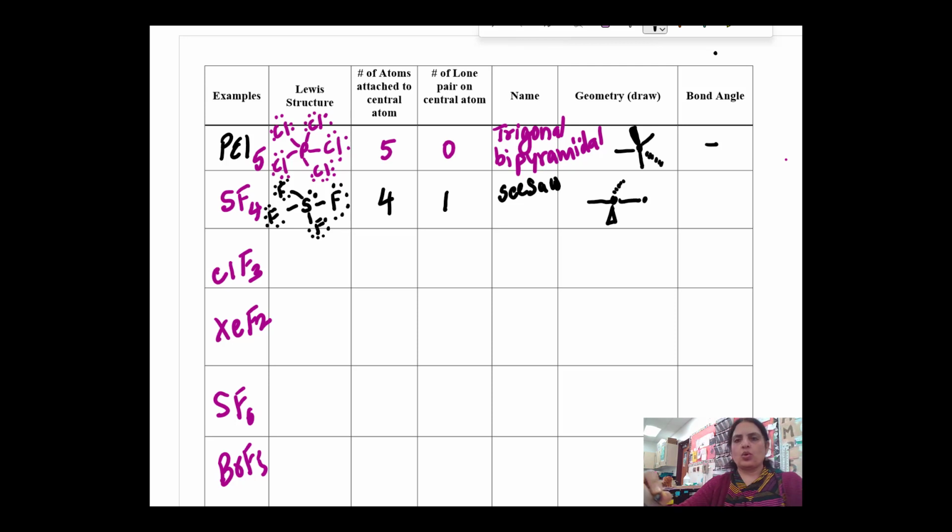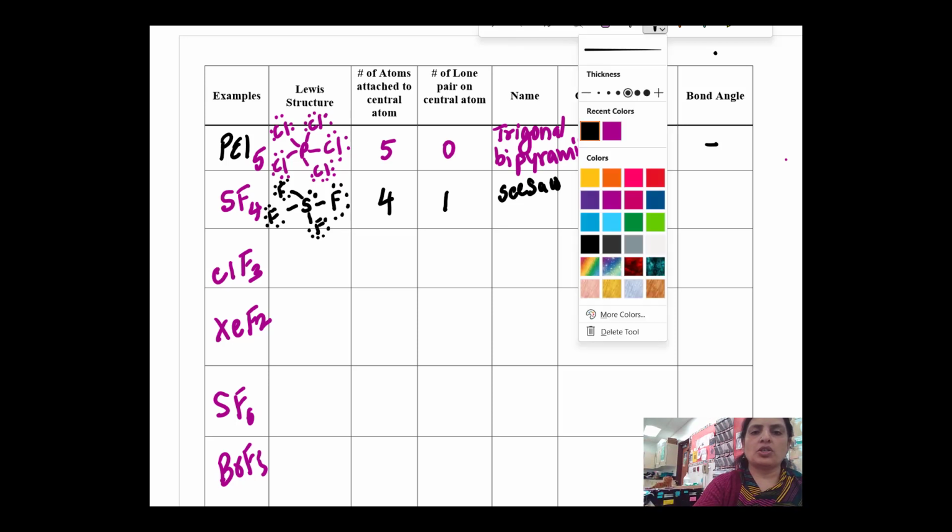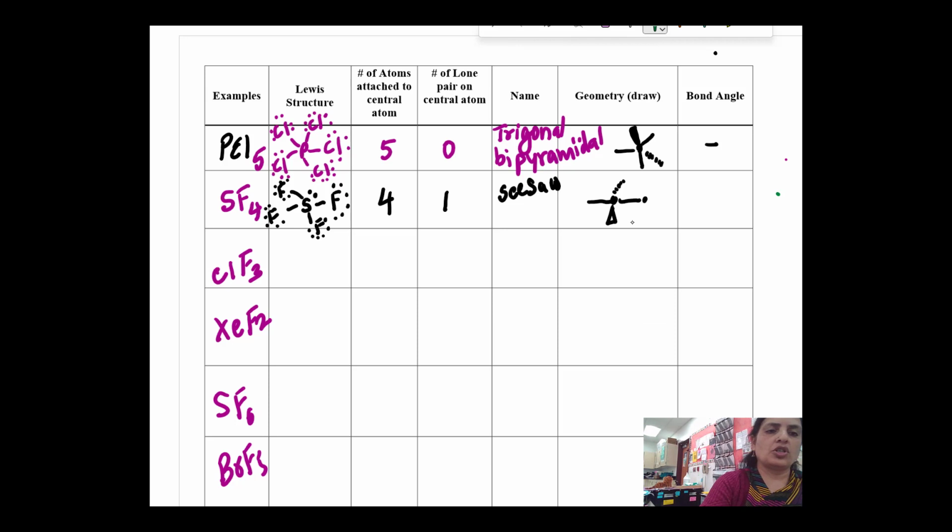The next one is ClF3. Let me change the color on this so we can differentiate. Chlorine is in the center and has 3 fluorine atoms. Remember, it has 2 lone pairs if you follow all the rules to draw the Lewis dot structure. Chlorine is the central atom attached to 3 fluorines, with 2 lone pairs.